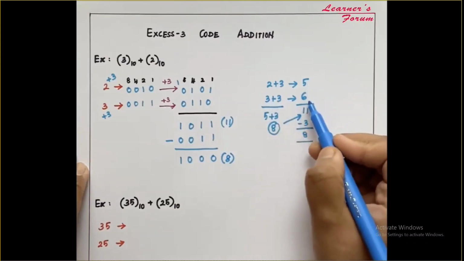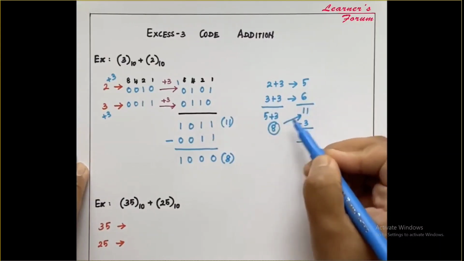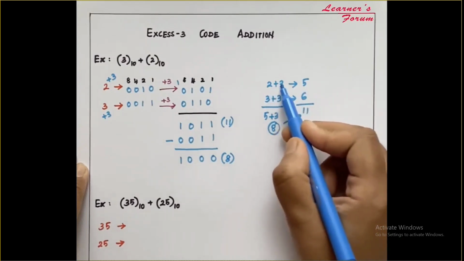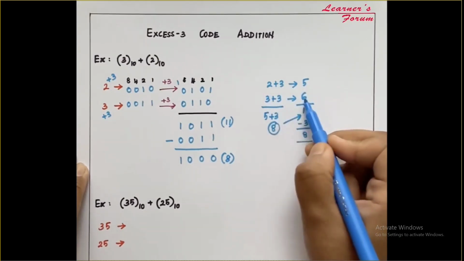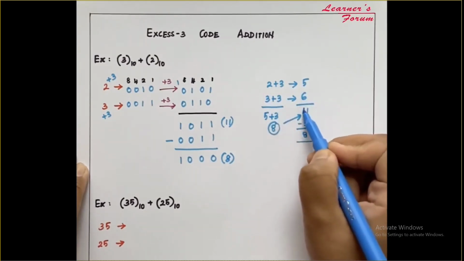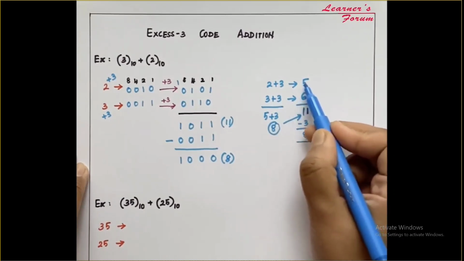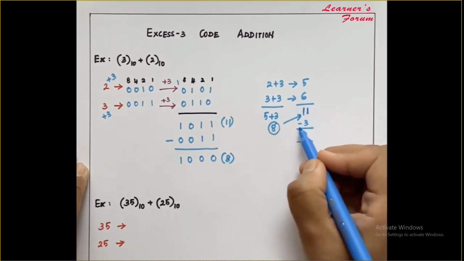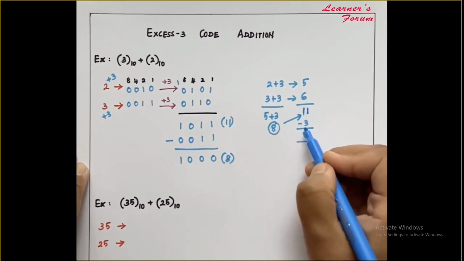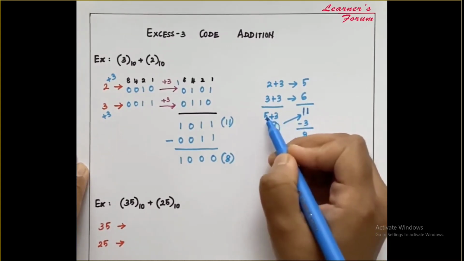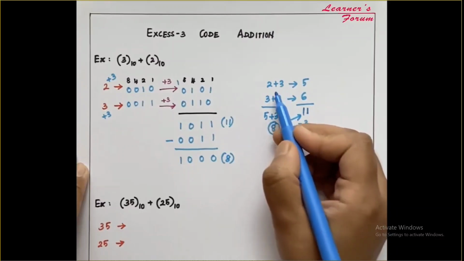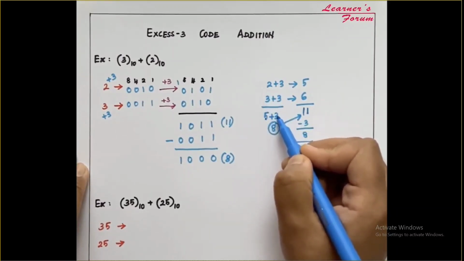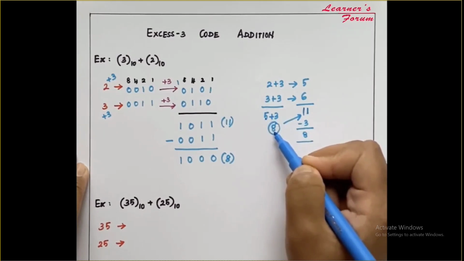Initially, if we are adding 3 and 3, it means it is getting the value of 11. So to get a single value of excess-3 addition, we have to remove the excess-3 by doing minus 3 at the final step. That is why we are taking minus 3 over here. Only then we will get the answer that is equivalent to the first step, which is 2 plus 3 is 5, and after adding 3 we will get it as 8.